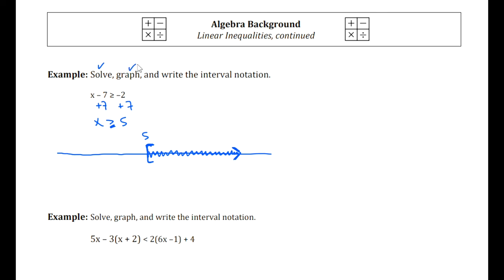The third thing we do is write the answer in interval notation. So with the interval notation, we have a left endpoint and a right endpoint. On the graph, we can see clearly the left endpoint is 5 and the right endpoint is infinity. We always put a parenthesis around infinity, and then around the 5, we can follow the graph and use a bracket. This is the interval notation.